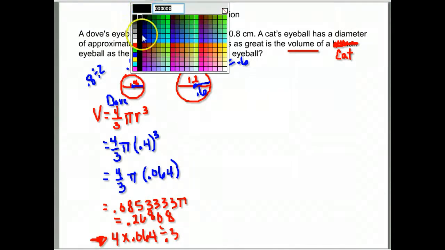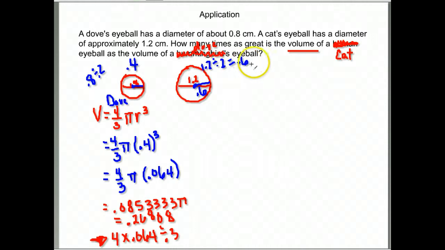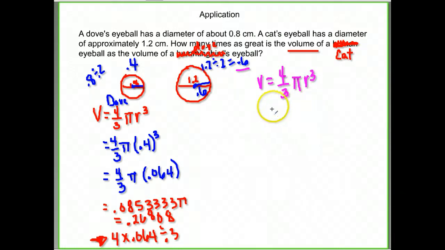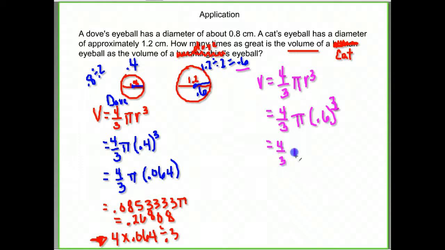All right, now let's do the cat. The cat's eye had a radius of 0.6. Go ahead and put our information once again into the formula for volume of a sphere. We get 4/3 times pi times 0.6 to the third power. That would have been a bad mistake to make, squaring it. Don't do that. 0.6 to the third power, 0.6 times 0.6 times 0.6, is 0.216.